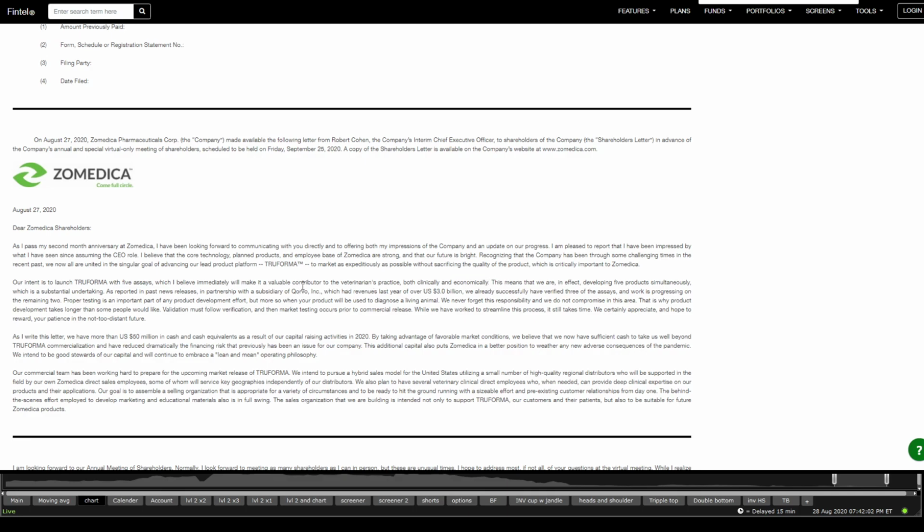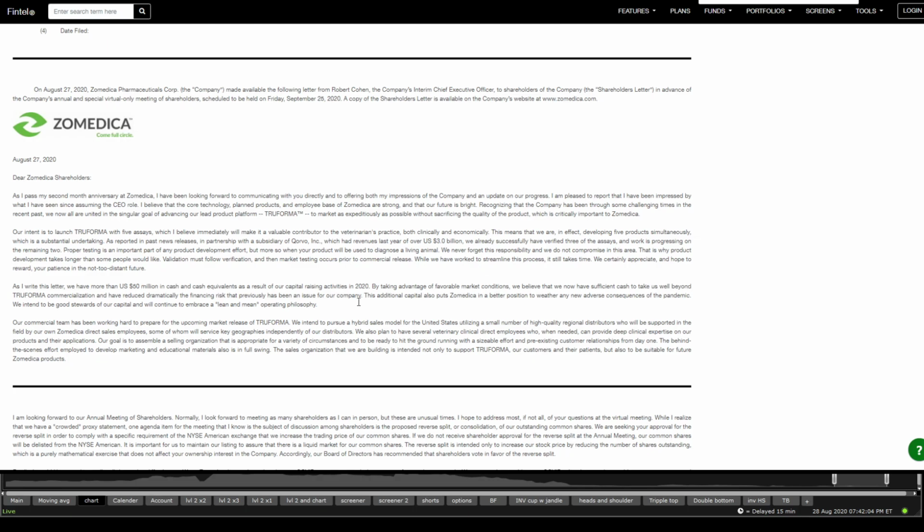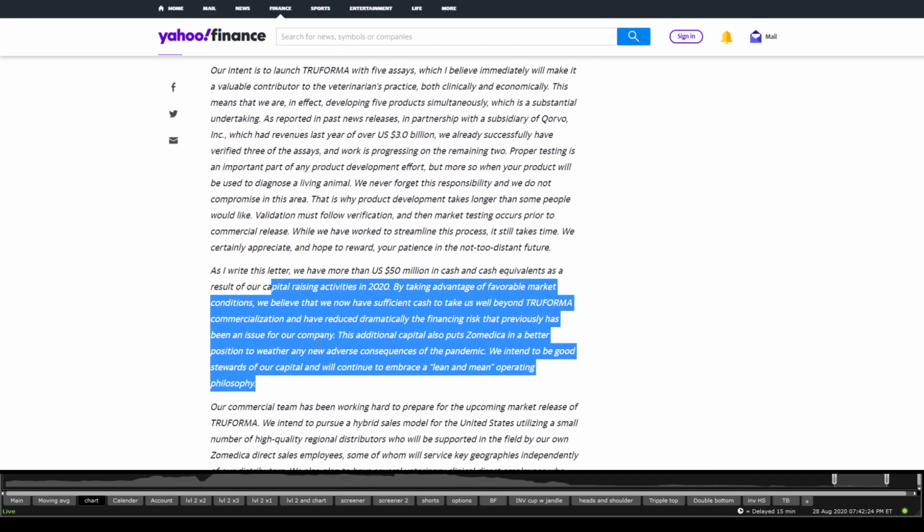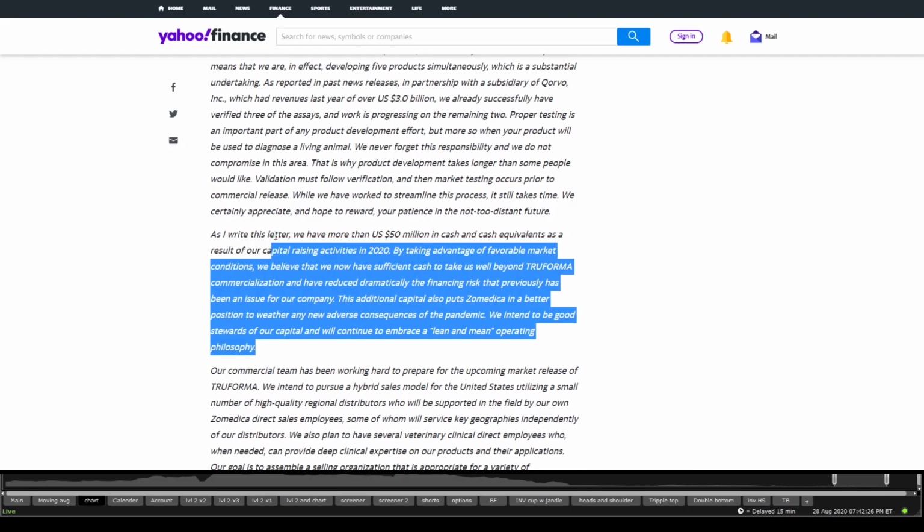Now, another thing here is the CEO did mention that they have enough cash in hand until basically the Terraforma release, and as well enough capital to get them to end of 2020 at least. And that is right here. There we go. As I write this letter, we have more than 50 million in cash and cash equivalents as a result of our capital raising activities in 2020.